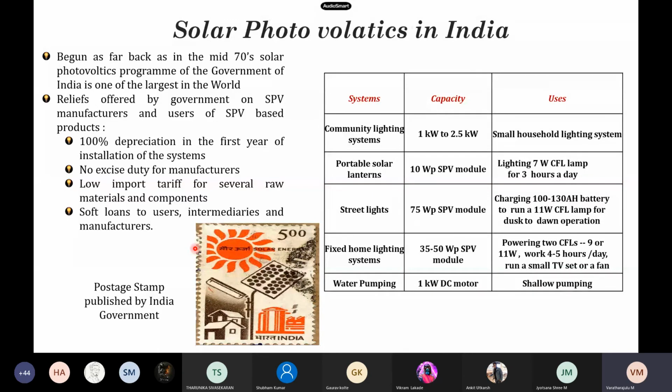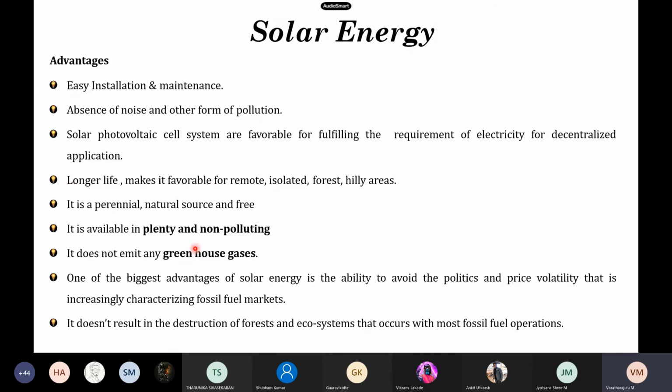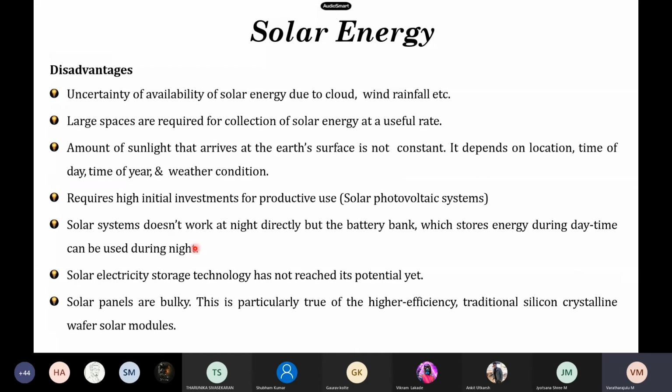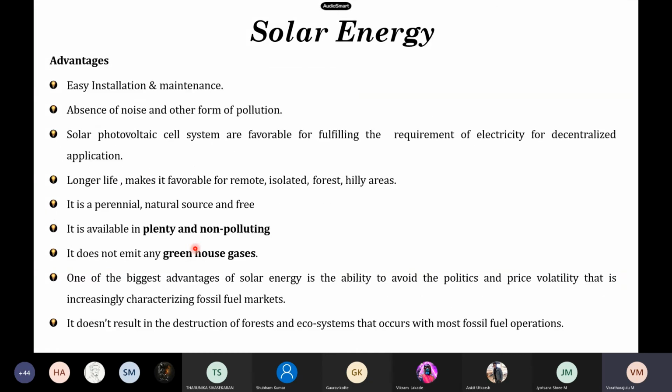And it has various advantages and various disadvantages. See, the installation and maintenance are easy, and it won't create any noise, therefore noise pollution is nil. And the system is favorable for fulfilling the requirement of electricity for decentralized applications, has a longer life, and makes it favorable for remote, isolated, forest and hill areas. And it is a perennial, natural source, free, plentiful and non-polluting. And there won't be any greenhouse effect, greenhouse gases.